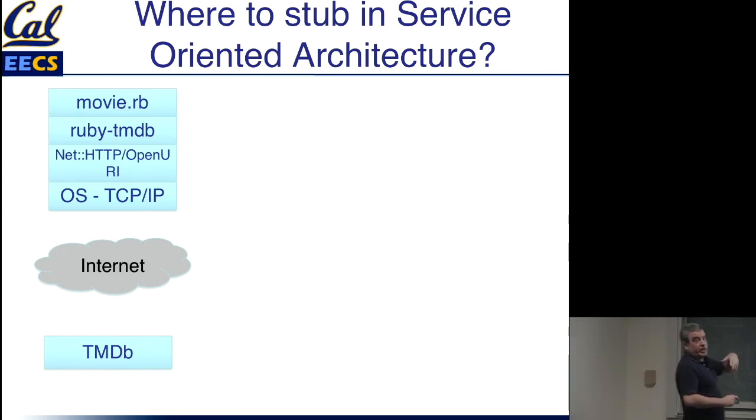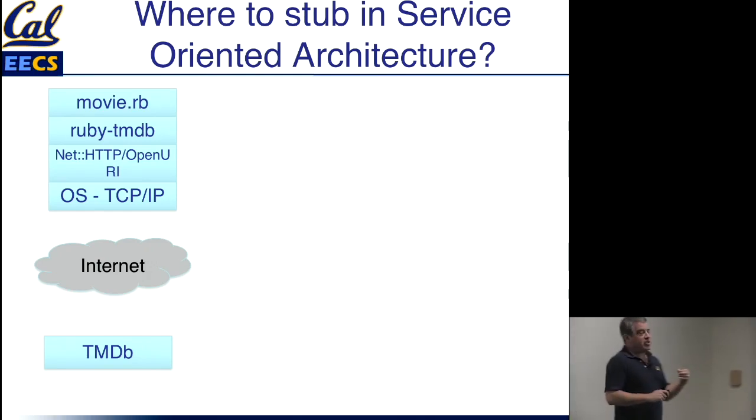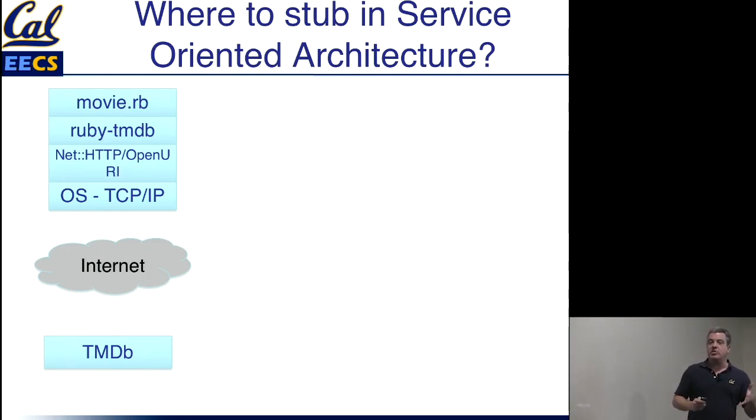But if you were doing a cucumber scenario for this, the question is, in that cucumber scenario, do you actually want to call the real external TMDB? Because now you're introducing essentially a dependence on the rest of the internet into your test. Not so good for test independence, right?